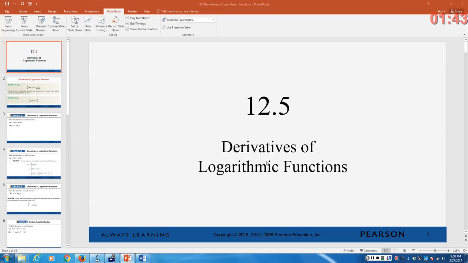Like I told you, chapter 12 goes lots faster than chapter 11. We're going to talk about derivatives of logarithmic functions, and I want you to understand that a logarithmic function is the inverse of an exponential function. An inverse is something like a reciprocal, but not exactly. It reverses a function.